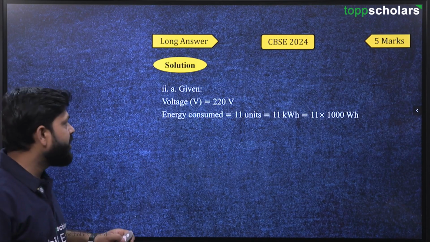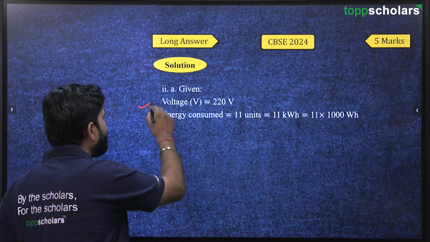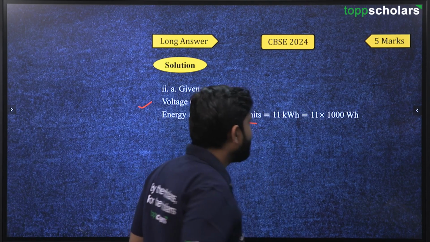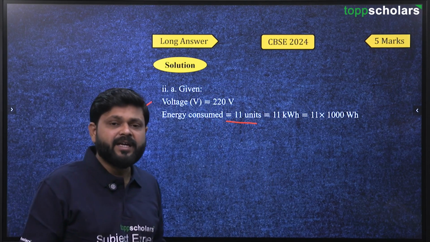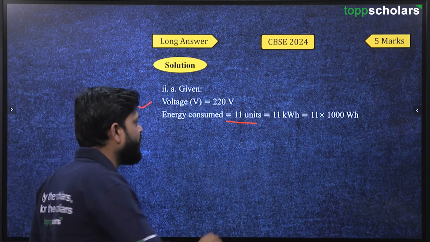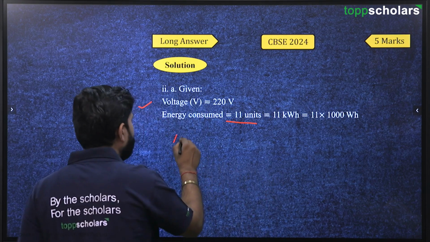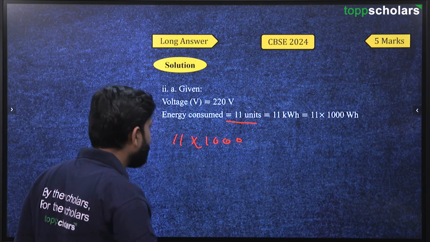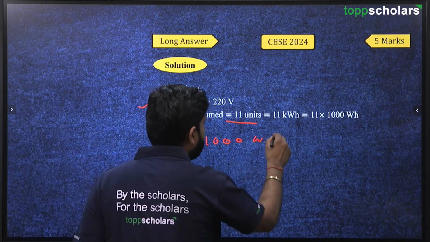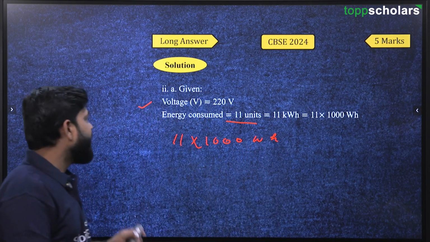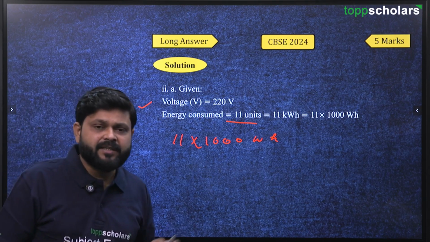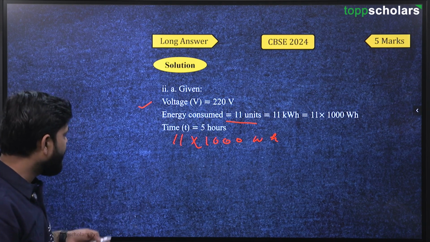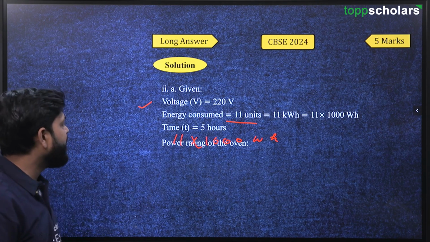Now see here, we have been given voltage, that is 220 volt, and energy, that is 11 units, that I have told you. So we have to take 11 units in kilowatt hour. Kilowatt hour will be equal to 11 into 1000, that will be in kilo, okay? Watt hour. Now see here, it has been given that the time taken is 5 hours. So now you can see how we can calculate.